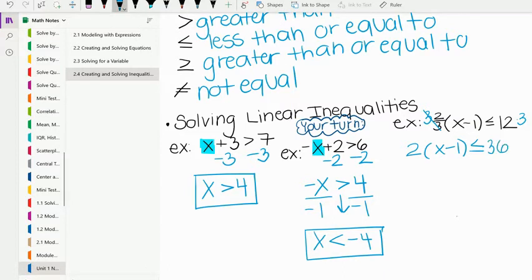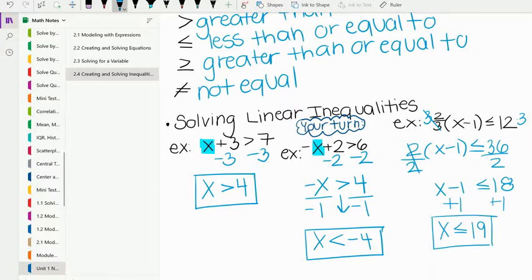From there, I'm going to go ahead and divide by 2. So I get x minus 1 is less than or equal to 18. And truthfully, we don't really need those parentheses anymore. So again, I'm still trying to get that x by itself. So I'm going to add 1, and I get x is less than or equal to 19, which means 19 would work, or 18, -7, anything that's less than or equal to 19.